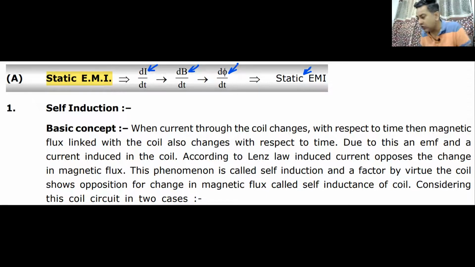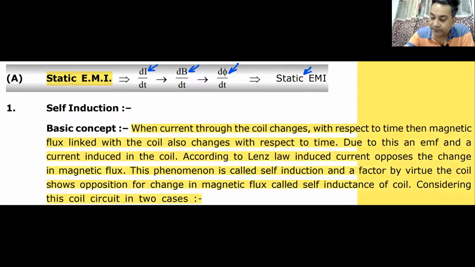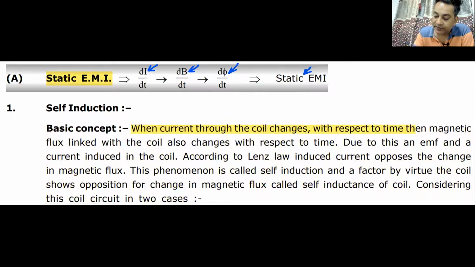Your current is changing in the coil, and because of that, EMF is induced in the coil. This type of EMF is known as self-induced EMF, and this concept is known as self-induction. As you can see, when current through the coil changes with time, then the magnetic flux linked with the coil also changes with time. Due to this, an EMF and a current is induced in the coil.